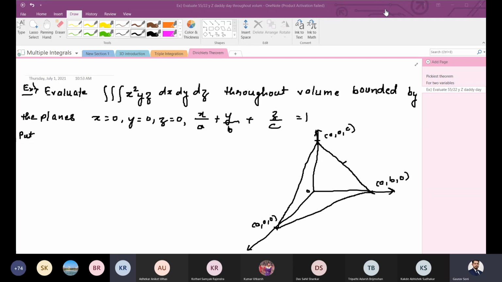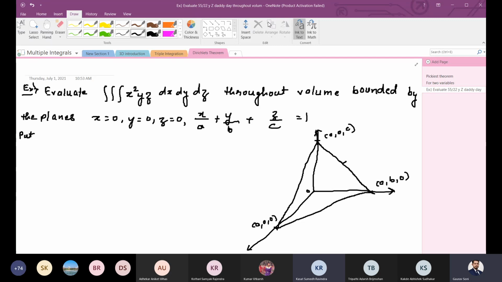Sir, we can convert it into polar coordinates by putting. Why polar? It is not a circle, so why go to polar? Sir, elliptical. And elliptical anyway, in three dimensions we don't have polar coordinates. Sir, elliptical coordinates.